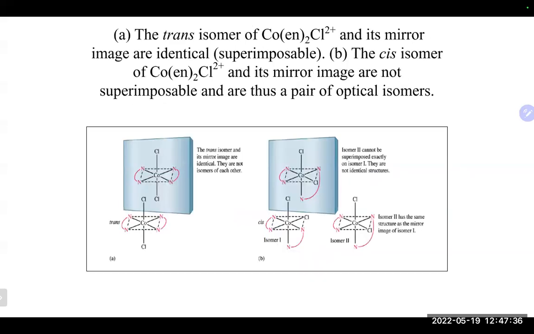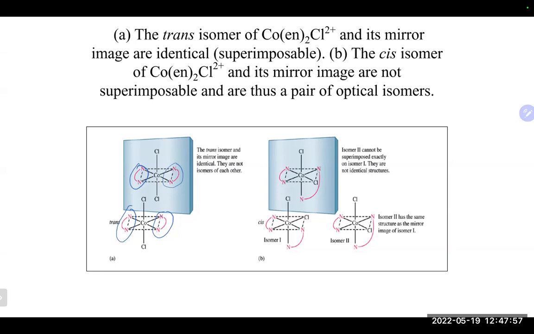And again, if we look at these couple of things here, this is the trans isomer. When we reflect these back, we do preserve the same connections as in our original one, which means when we pull it out, you will be able to rotate it around and it will fit perfectly.